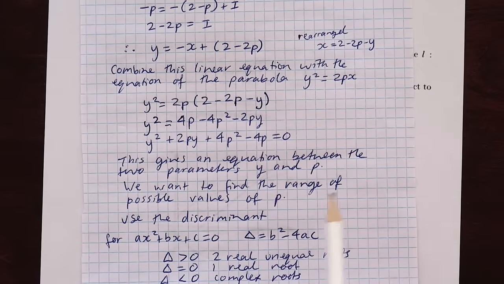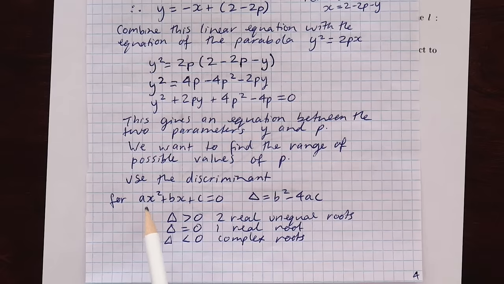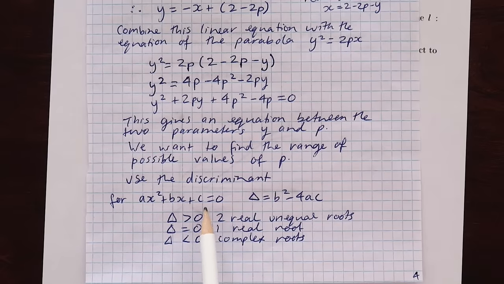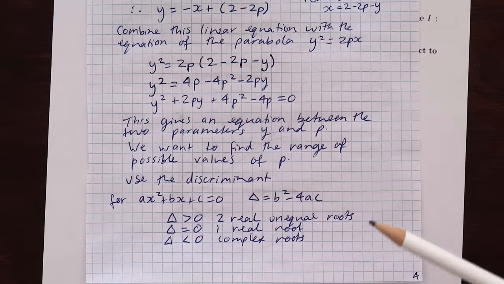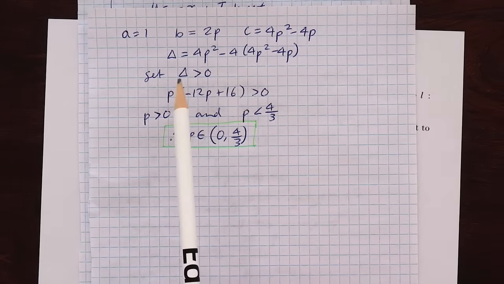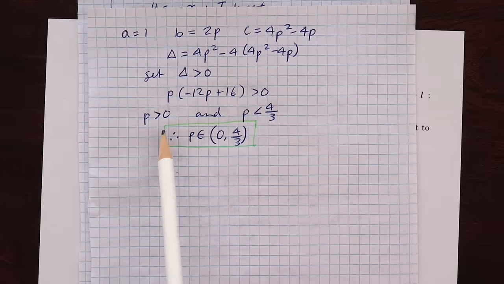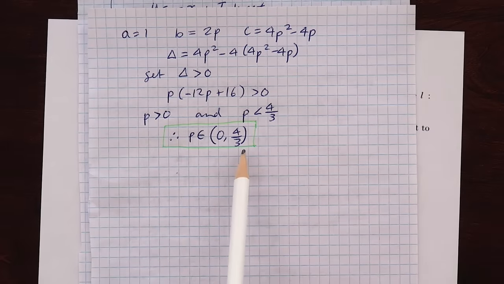To find the range of values of p, we're going to be using the discriminant. The discriminant of a quadratic in this form, ax squared plus bx plus c, would be b squared minus 4ac. And if that discriminant is bigger than zero, there will be two real and unequal roots or solutions. And that is the situation that we want. So we work out our discriminant, set it as being larger than zero, and find that p would have to be between 0 and 4/3.